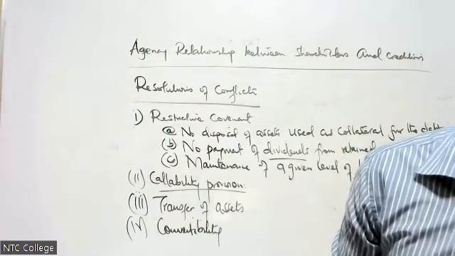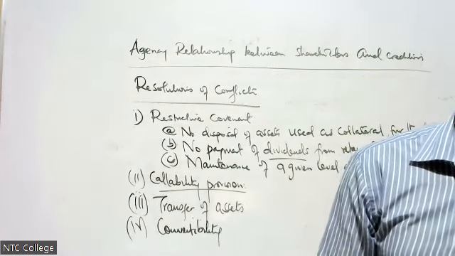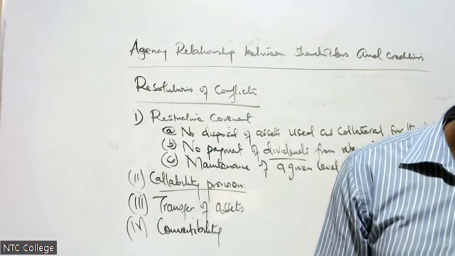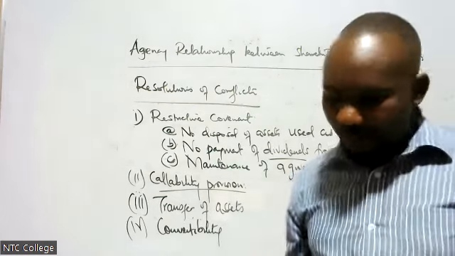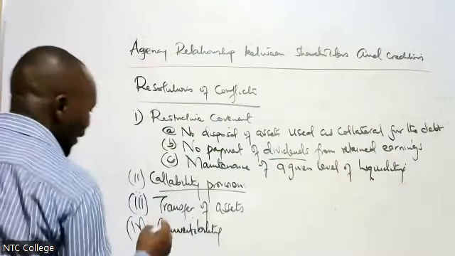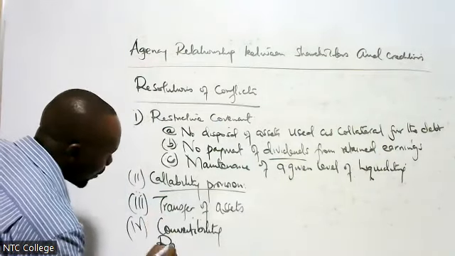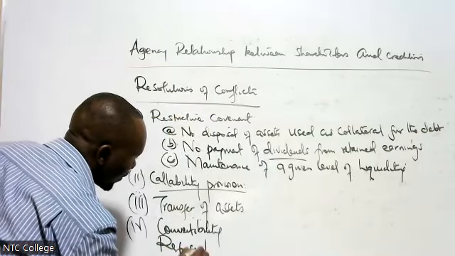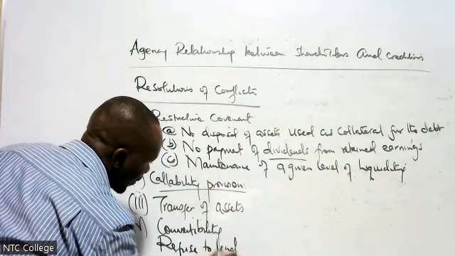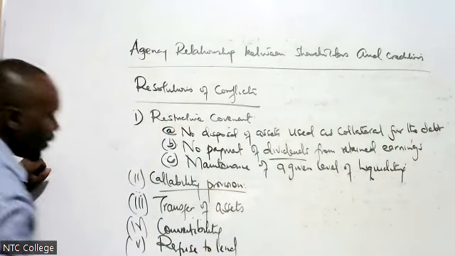The next one is refusal to lend, or refuse to lend. They can refuse to lend. That is another way of sorting the issue. Just deny them. Refuse to lend.